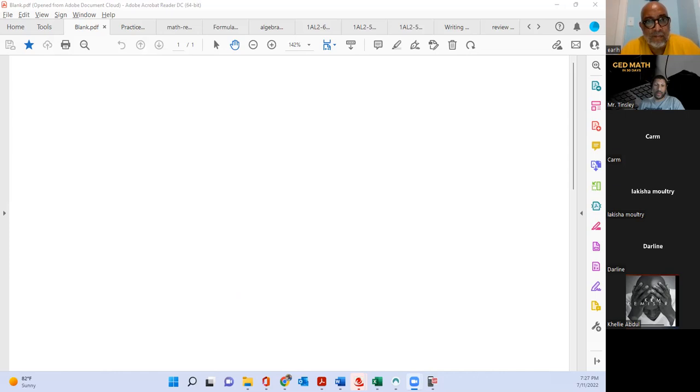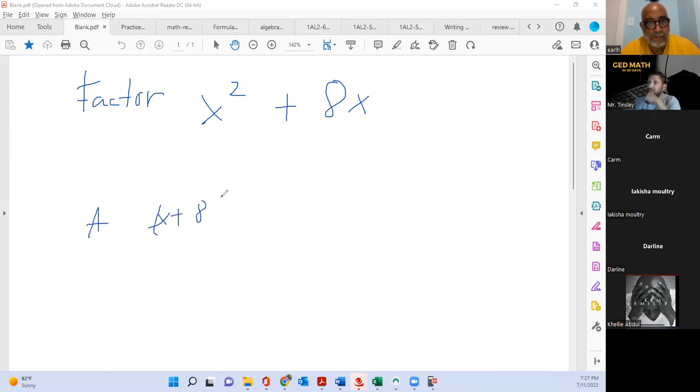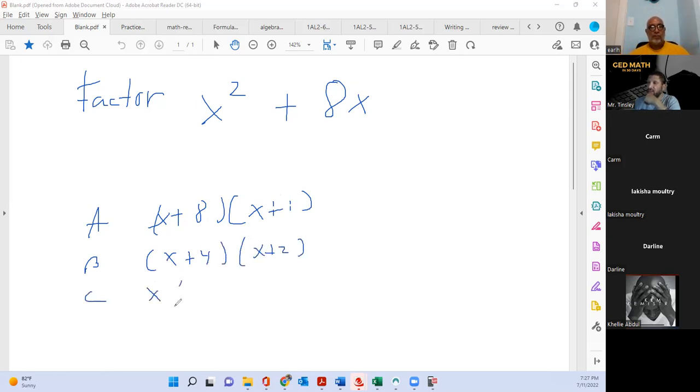Oh, let me show you this problem right here. A couple people got this wrong. This is going to be my last question. How would I factor this problem? So let me give you the multiple choice. A is x plus 8, x plus 1. B is x plus 4, x plus 2. C is x times x plus 8. And D is x times 8x.